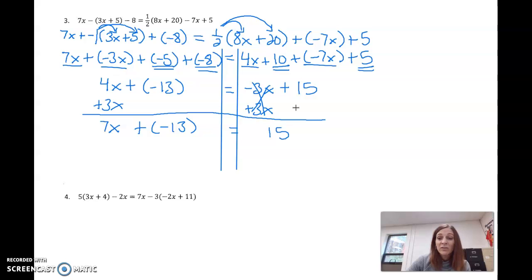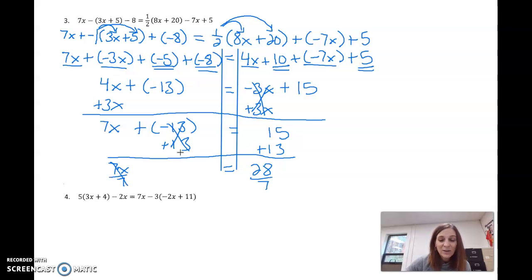So I'm solving for the x term, so I have to get rid of this -13. So I'm going to add 13 to both sides. I'm going to bring down my 7x. This canceled, equals 15 plus 13 is 28. And then now we get rid of the 7. So we're solving for the x. I'm going to divide both sides by 7. 7 divided by 7 is 1x. 28 divided by 7 is 4. And isn't that a nice little answer there?